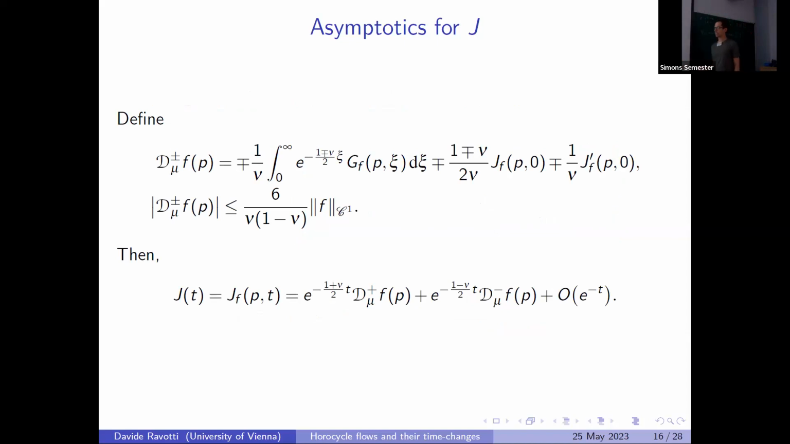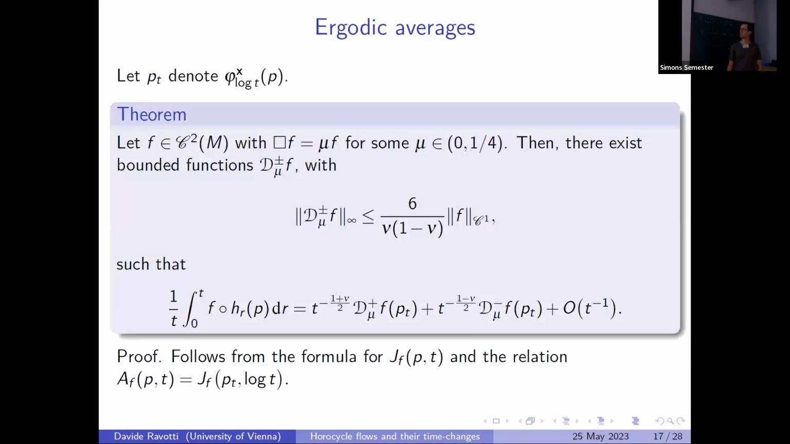And so finally, I've rewritten my function j of t. I found a very nice expression for my function j of t as e to the minus some constant times t times my D plus f, plus another term which has exponential decay times a constant times an error, plus an error that is of size e to the minus t. And this is for my j. So now that I have information for j, I translate it back to some information for my ergodic averages.